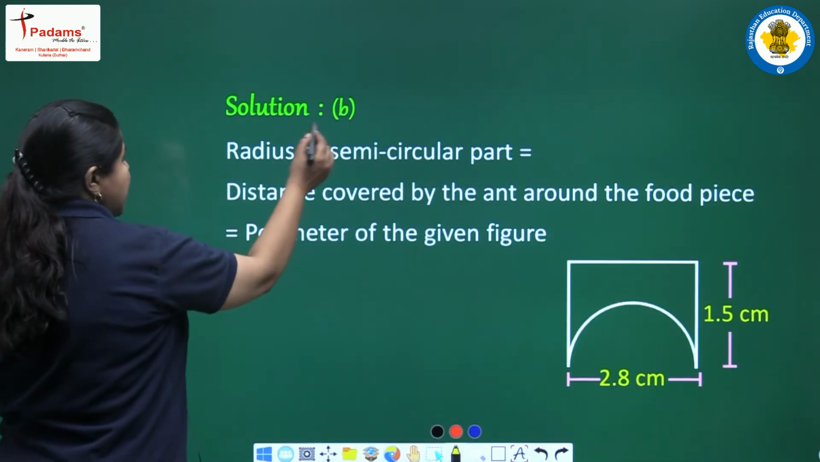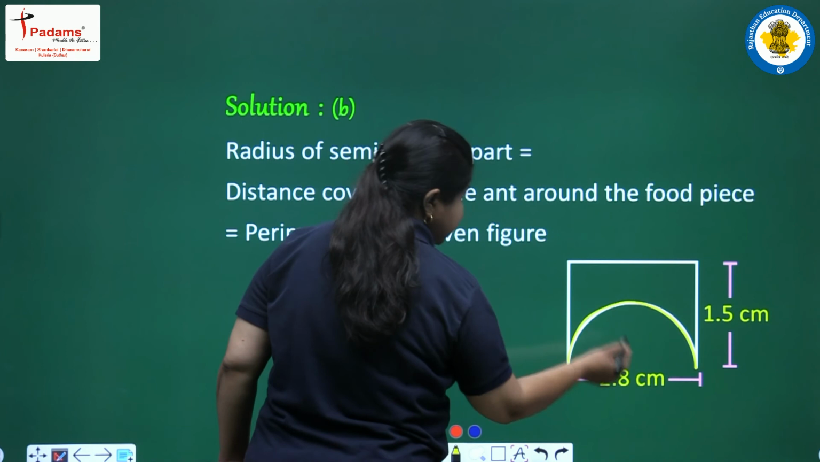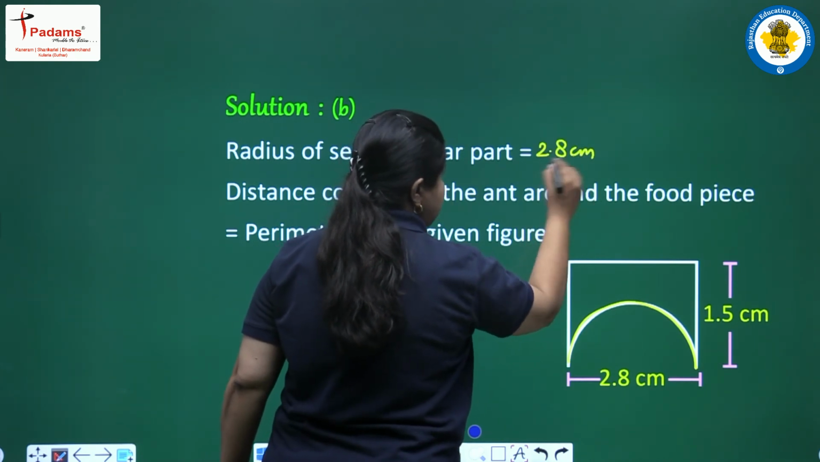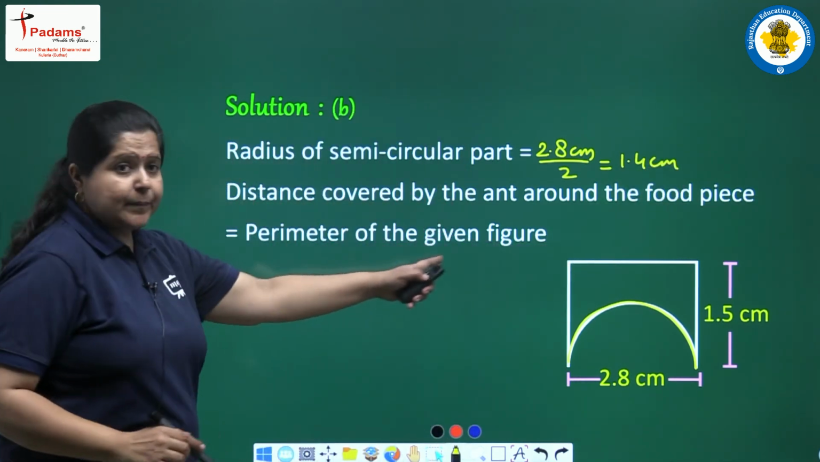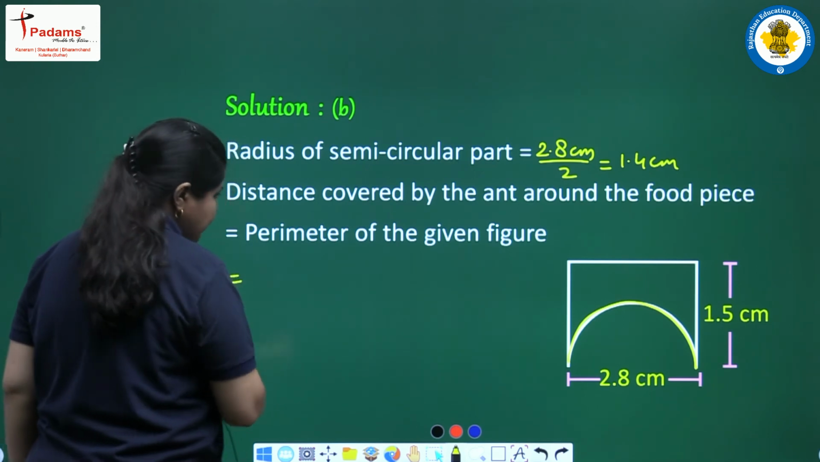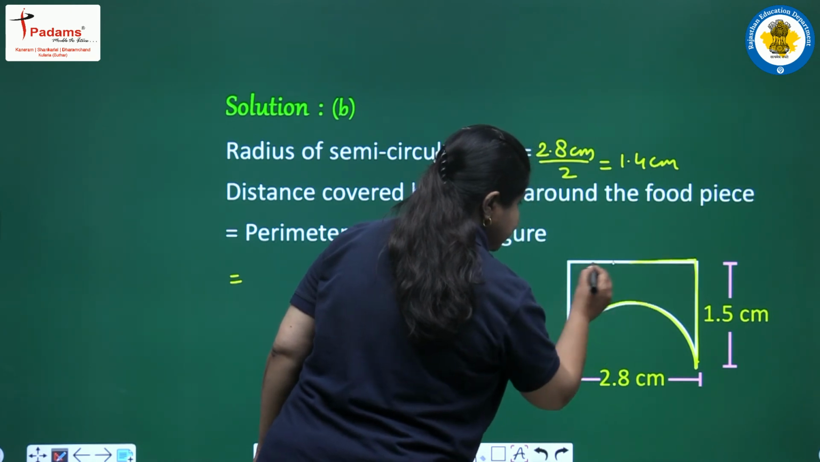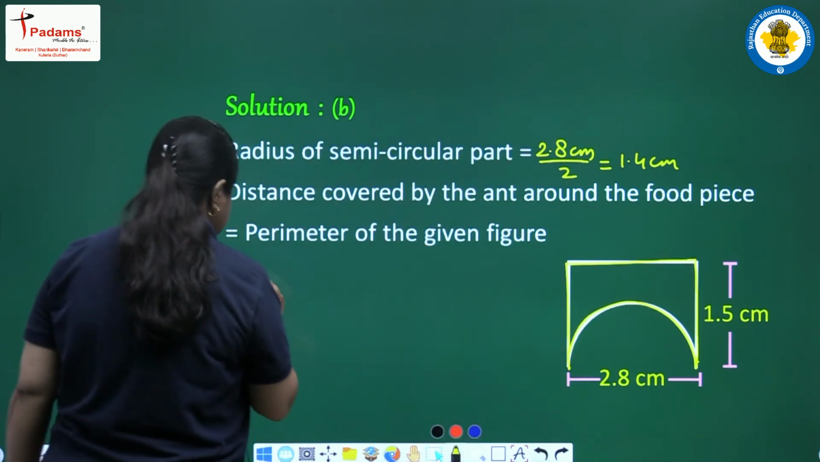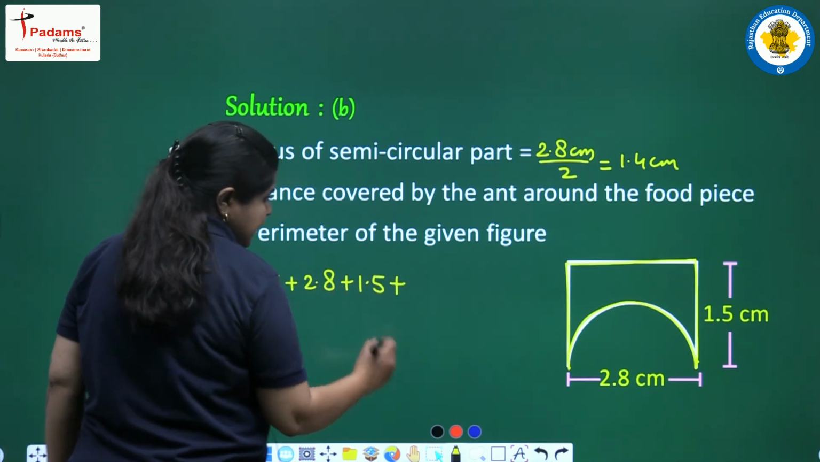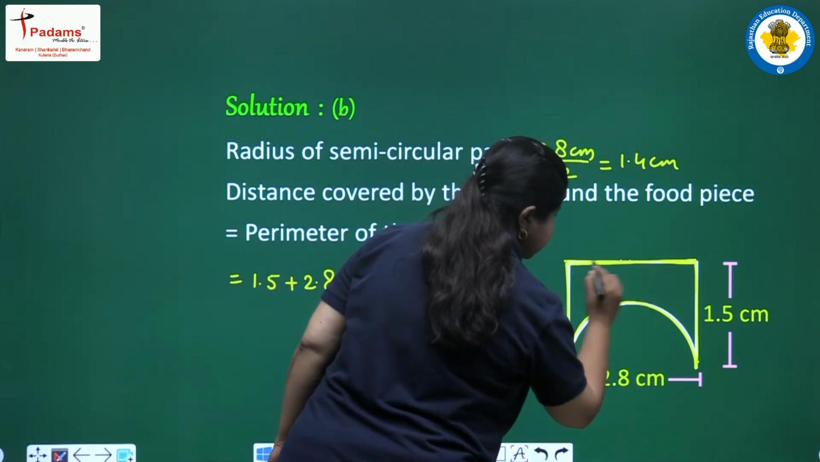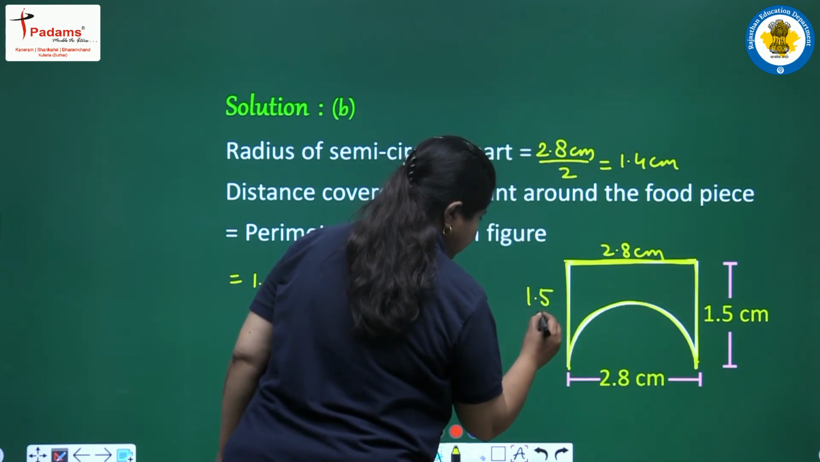Next we take part B. Again the radius of semicircular part. आप देखिए ये सेमी सर्कुलर पार्ट है यहाँ पर, इसका रेडियस फिर से 2.8 सेंटीमीटर्स का हाफ हो जाएगा. It will be again 1.4 centimeters, and again we will have to find the perimeter of this figure. अब पेरीमीटर कैसे मिलेगा? 1.5 अगर हम माने कि एंट यहाँ से स्टार्ट हो रही है तो 1.5, फिर इसके बाद ये 2.8, फिर ये 1.5, तो 1.5 plus 2.8 plus 1.5. ये डिस्टेंस 2.8 सेंटीमीटर्स है, तो obviously this one will be also 2.8 centimeters. This is 1.5, so this one will also be 1.5 centimeters.